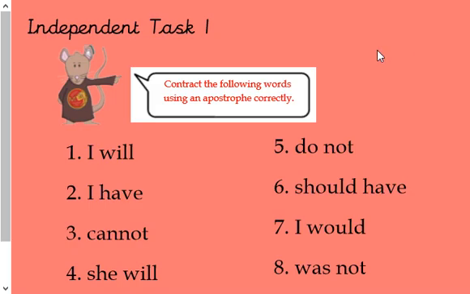Okay, your first independent task this morning, I'd like you to have a go at these 8 words. See if you can contract them using an apostrophe correctly. Remember, you'll have to join the words together, but you'll have to remove some of the letters. You'll have to omit some of the letters. Write them in your books, and you've got 10 minutes to do this. Okay, press pause while you're working, press play when you are ready to see the answers. Press pause now.